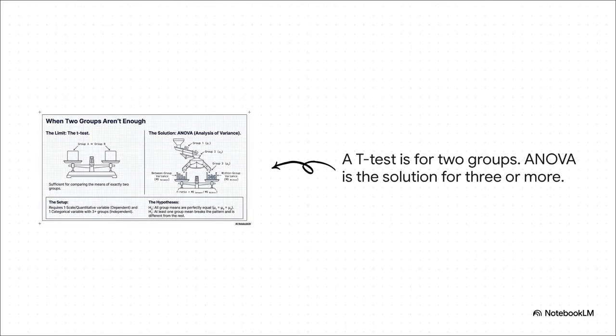This visual just nails it, doesn't it? It perfectly captures that jump from a t-test to ANOVA. We're upgrading from a simple 2-pan scale to a system that can weigh multiple groups all at once. And the key thing here is that ANOVA first gives us a simple yes or no. Is there any significant difference to be found somewhere among all of these groups?